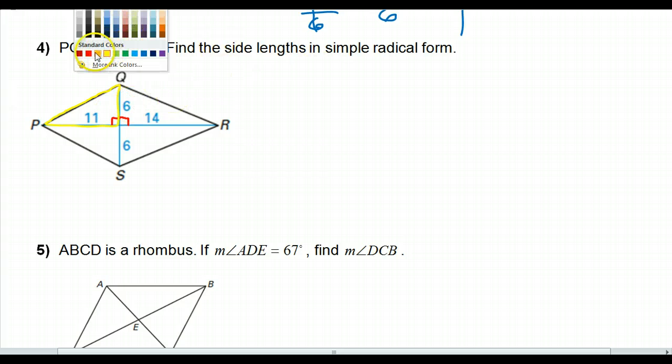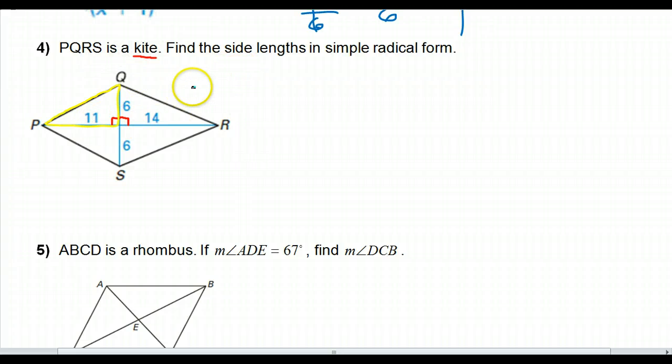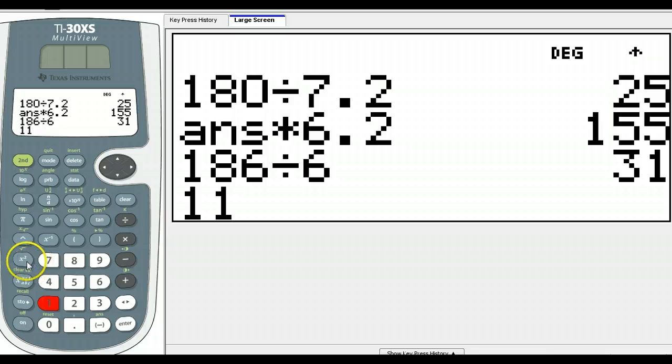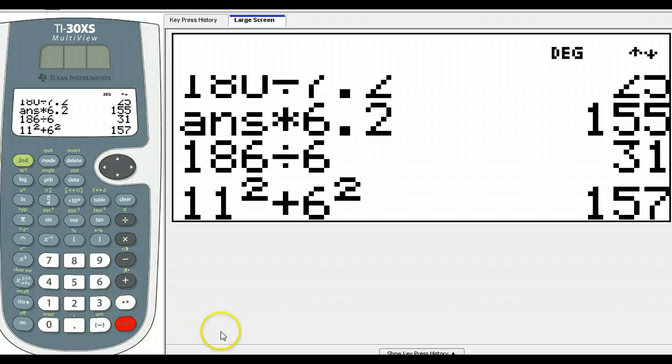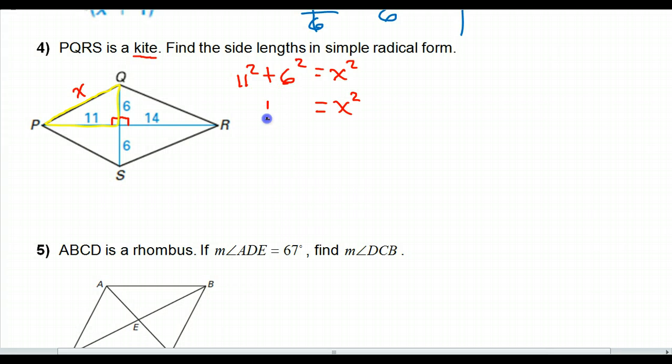So if I do a squared plus b squared equals c squared, I will call this x. So that's going to be 11 squared plus 6 squared is equal to x squared. Okay, 11 squared plus 6 squared, that's 157. So then I just take the square root of both sides.